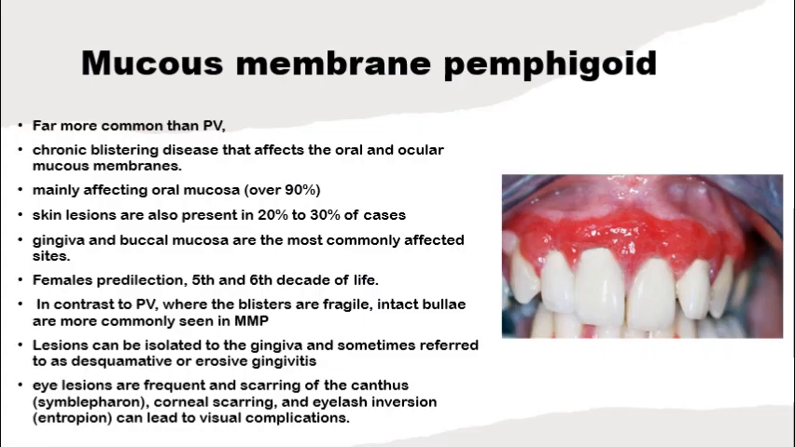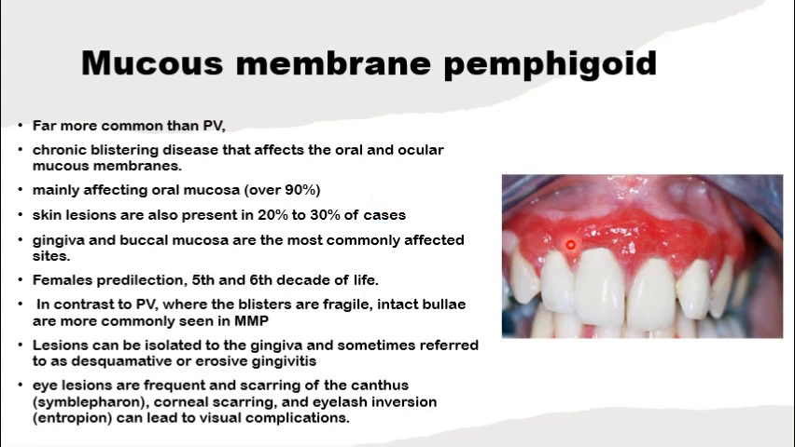Another vesiculobullous disorder, which affects the oral cavity far more commonly than pemphigus vulgaris, is mucous membrane pemphigoid. It's a chronic blistering condition, affecting the oral mucosa and also the ocular mucous membrane. It affects mainly mucous membranes in over 90% of the cases, but may also affect the skin in about 20 or 30% of the cases.